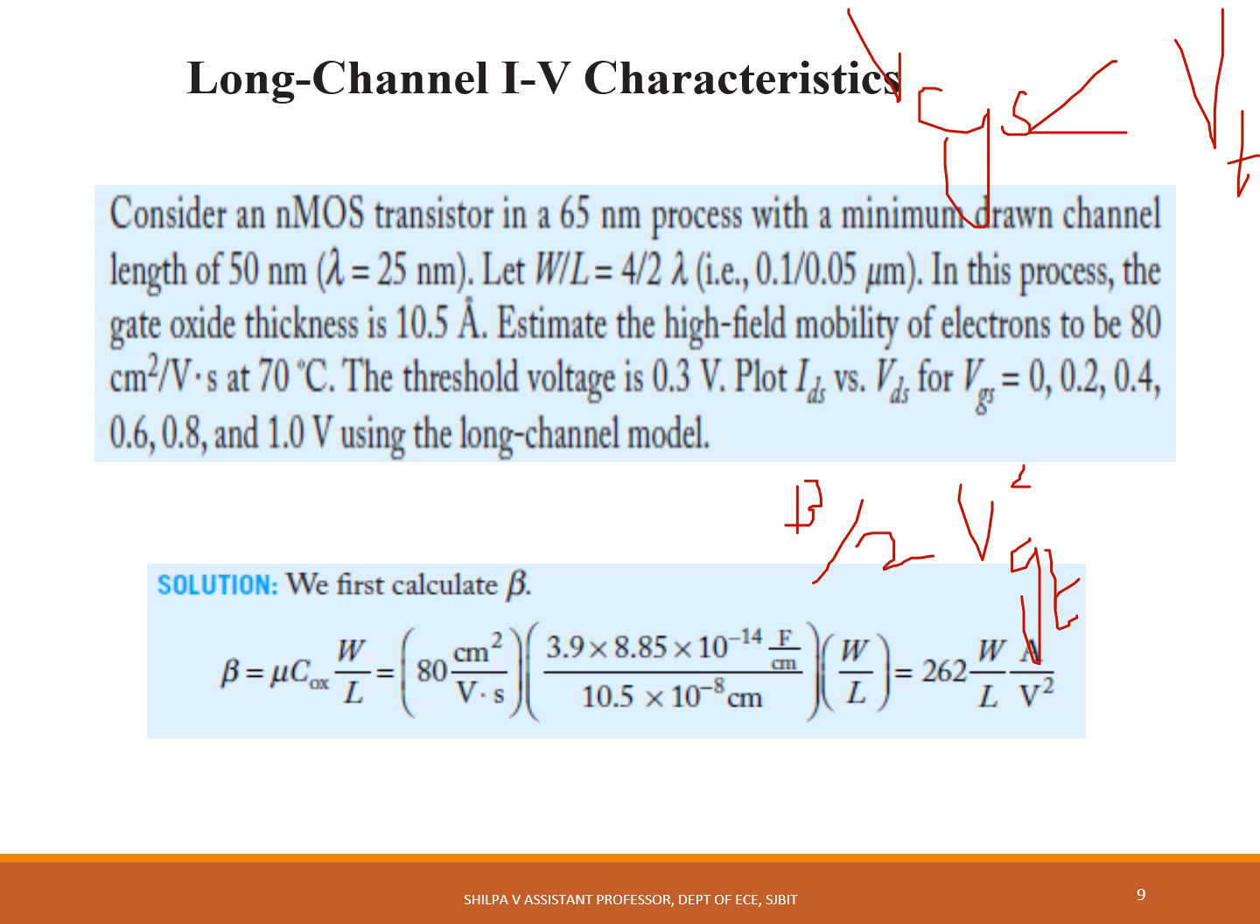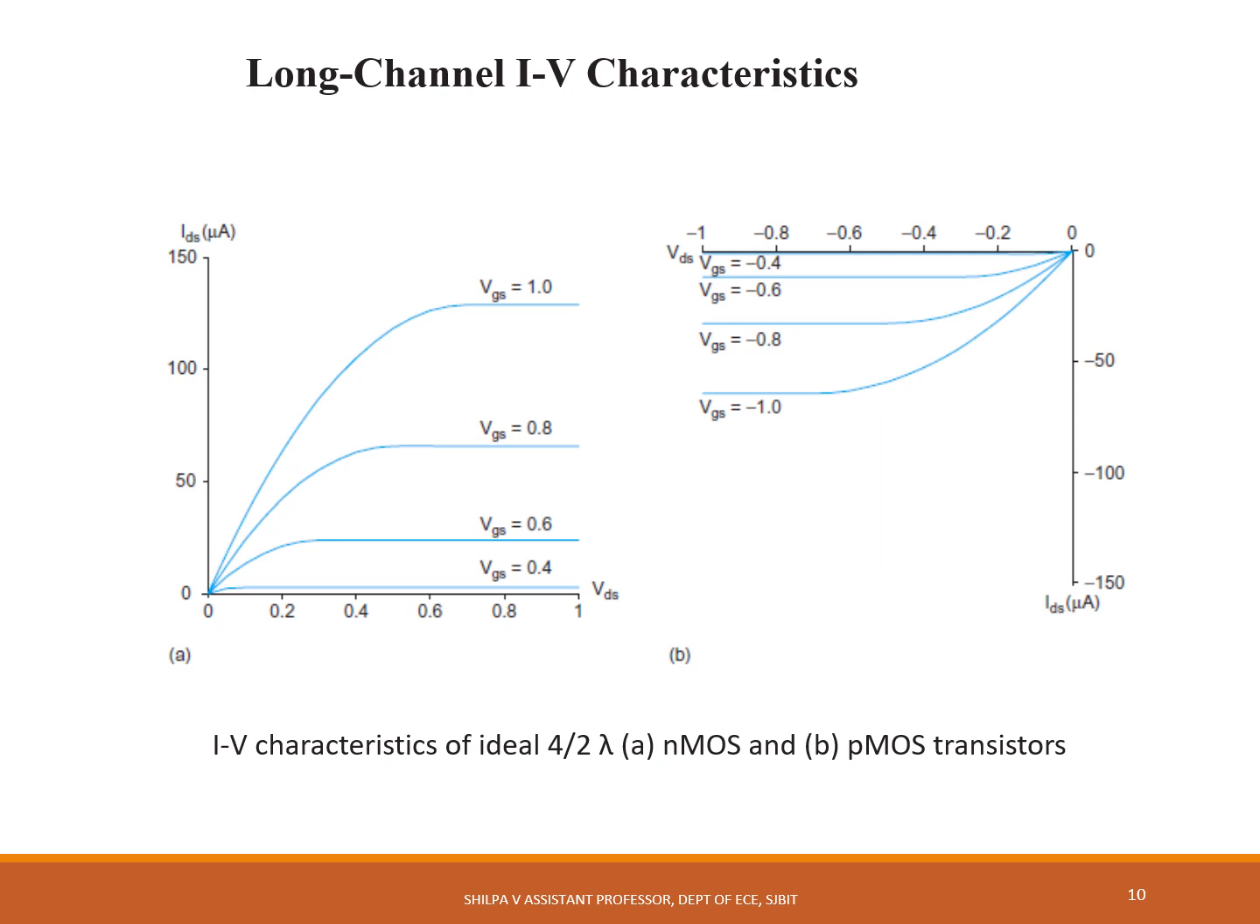Based on that, we have a problem wherein they have given you the values of W, L, mu and Cox. You just have to substitute and find the value of beta.